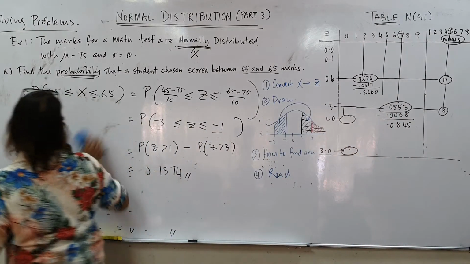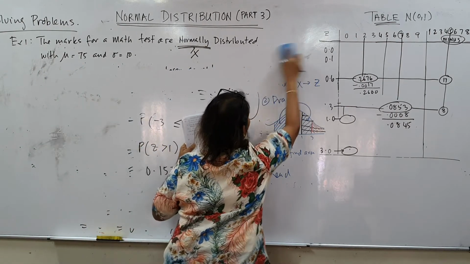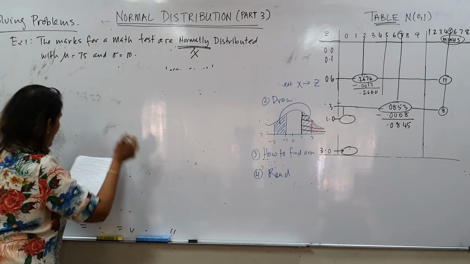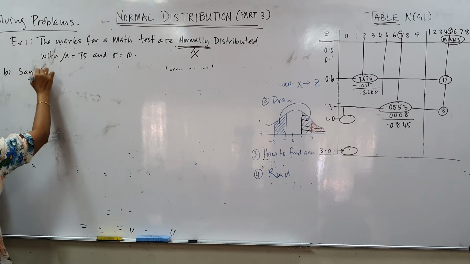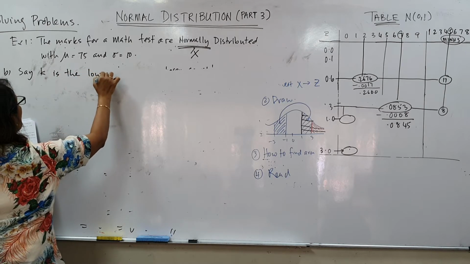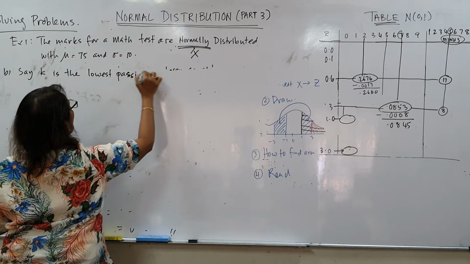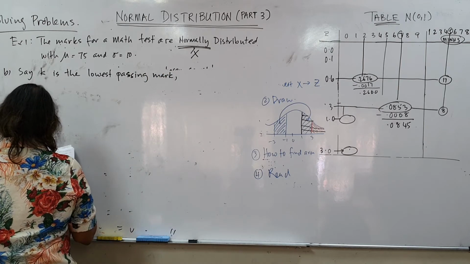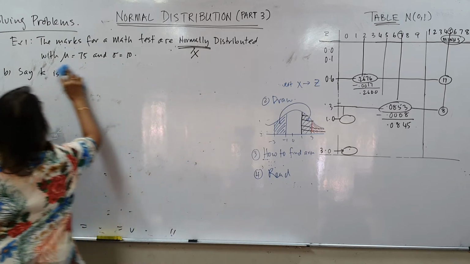Part B. Is lowest passing mark. Oh, sorry, I wrote down the wrong thing. Wait.